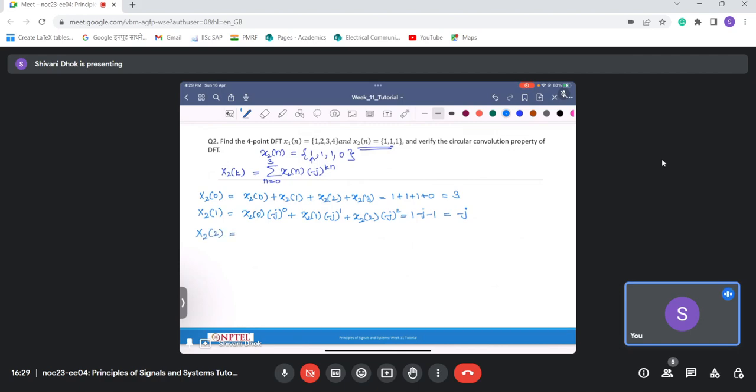x2 of 2 is equal to x2 of 0 into minus j to the power 0 plus x2 of 1 into minus j to the power 2 into 1, that is 2, plus x2 of 2 into minus j to the power 2 into 2, that is 4. So this reduces to 1 minus 1 plus 1, so this comes out to be equal to 1. And x2 of 3, by simple observation we can see that it will be equal to j, which is basically complex conjugate of this minus j, but let us find it out for the sake of completeness.